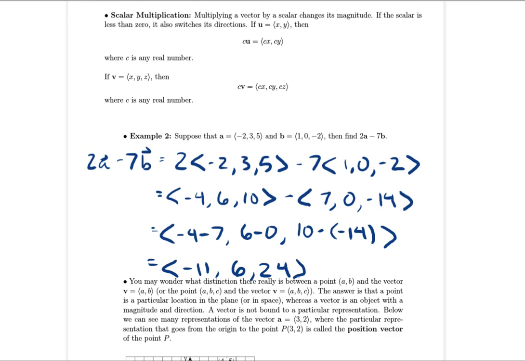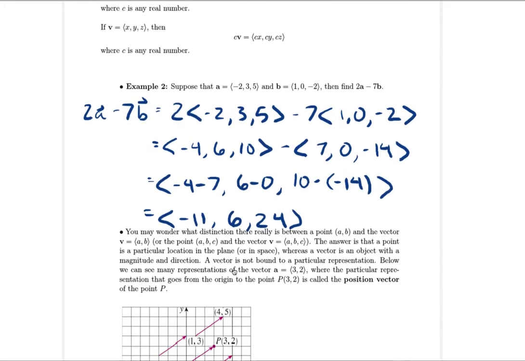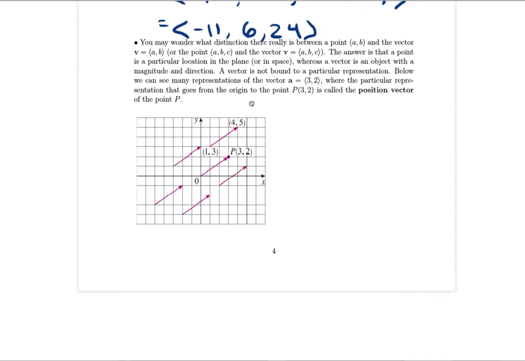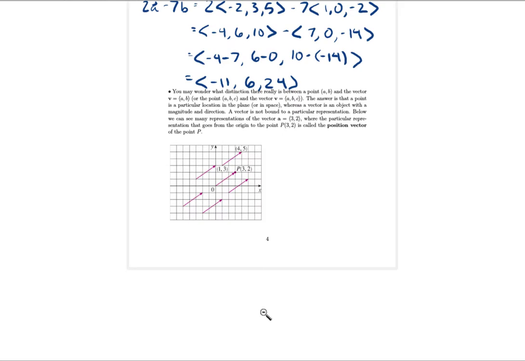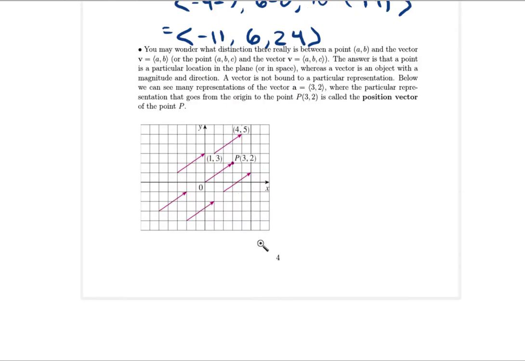So we can do more complex arithmetic that involves both scalar multiplication and addition and subtraction, and it works pretty much the way you would expect it should work. Now at this point I want to address what may or may not be a question for you, which is: what is the real difference between the point (3, 2) versus the vector ⟨3, 2⟩? Do we really understand what the difference is?